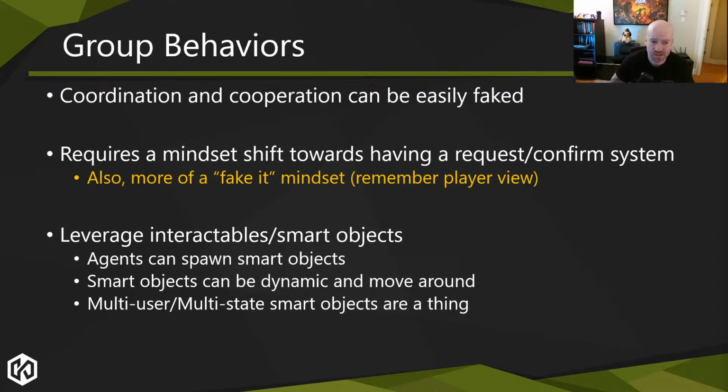The other thing is try to leverage smart objects or interactables as much as possible, because they can simplify a lot of things and they can fake a lot of stuff. They can really make things look smarter than they actually are, just purely with some very simple multi-state smart objects or smart objects that are moving around and dragging agents with them and that kind of thing. So if you can, definitely try to leverage those systems.